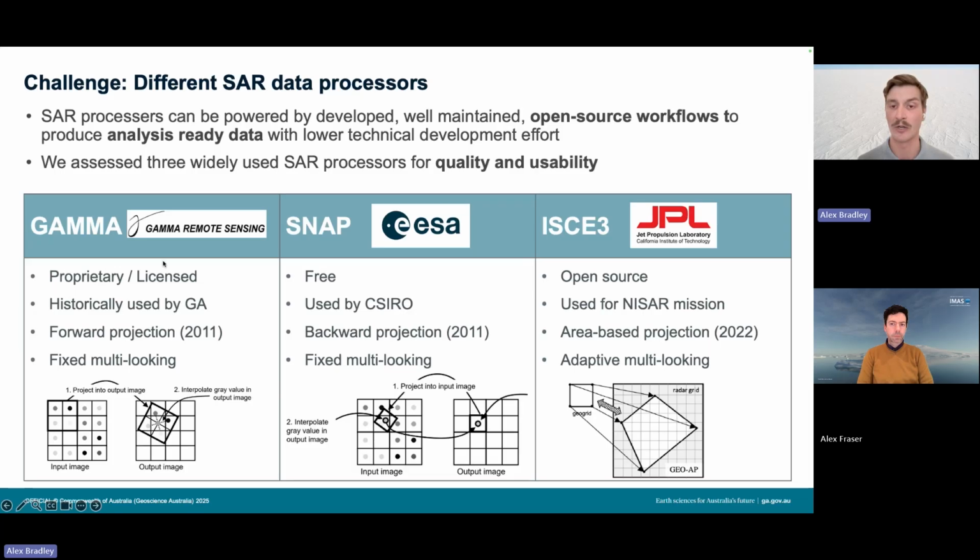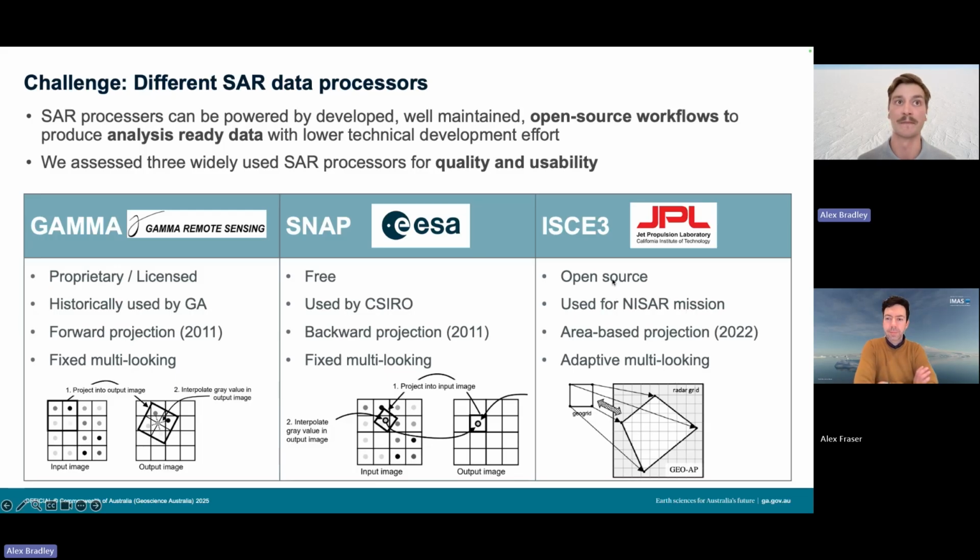Gamma has historically been used within Geoscience Australia, and it's a proprietary or licensed software. SNAP is free and is used quite broadly across the industry and in Antarctica as well. And then finally, we have the newly released ICE3, which is open source, so it's quite easy to contribute to these sorts of projects, and it's being used for the NISAR mission, which is another upcoming radar mission.